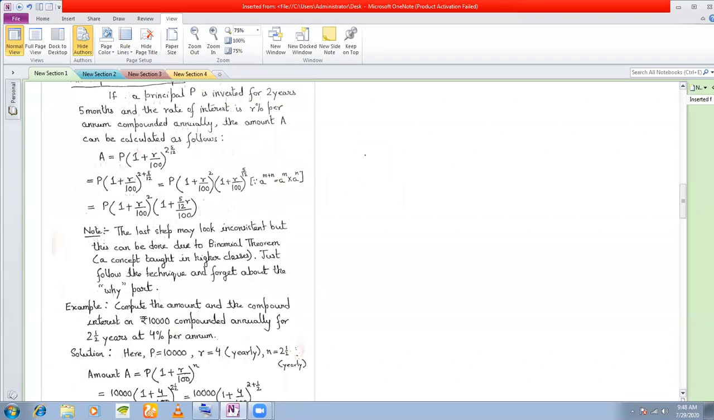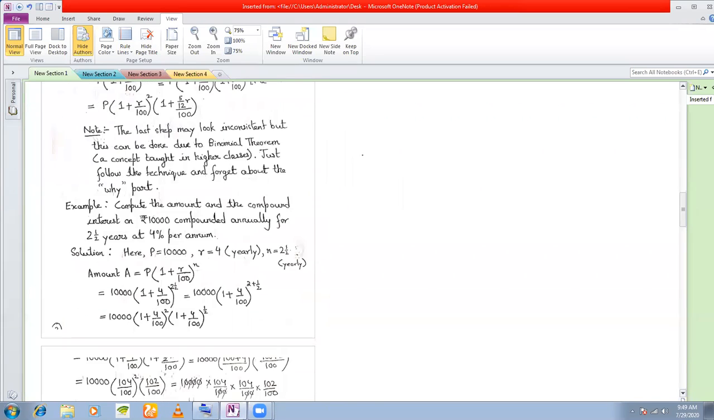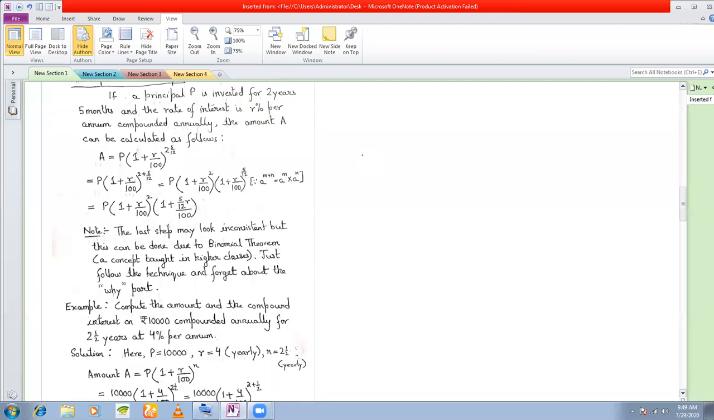suppose the time was given in certain years and certain months. Okay, let us consider this. For example, if a principal is invested for 2 years and 5 months, and the rate of interest is R% per annum, find the amount. Okay, we calculate the amount. How can we calculate the amount?